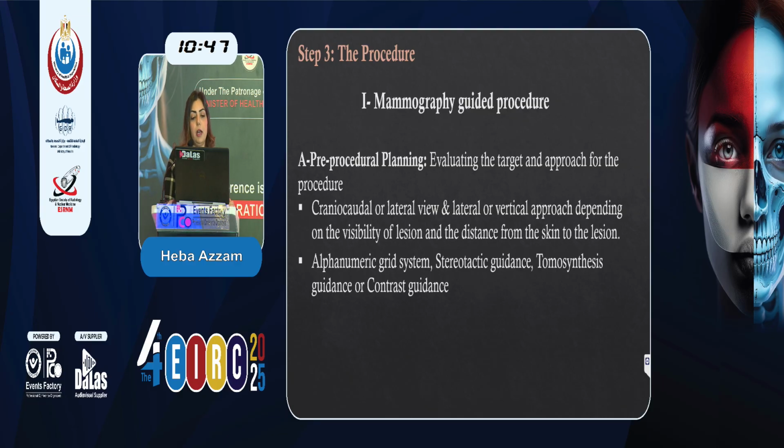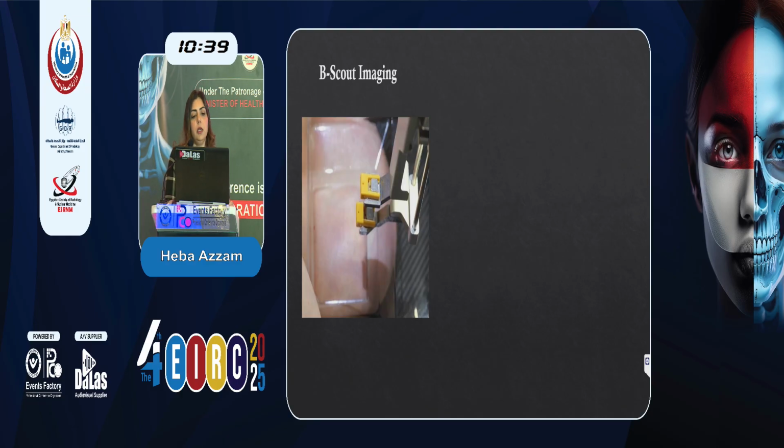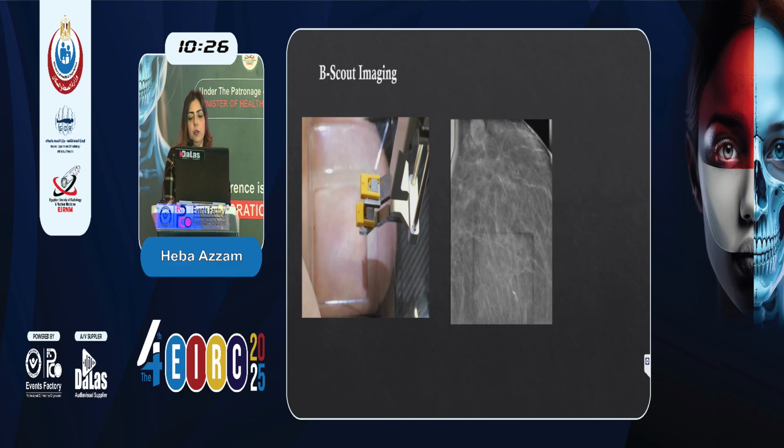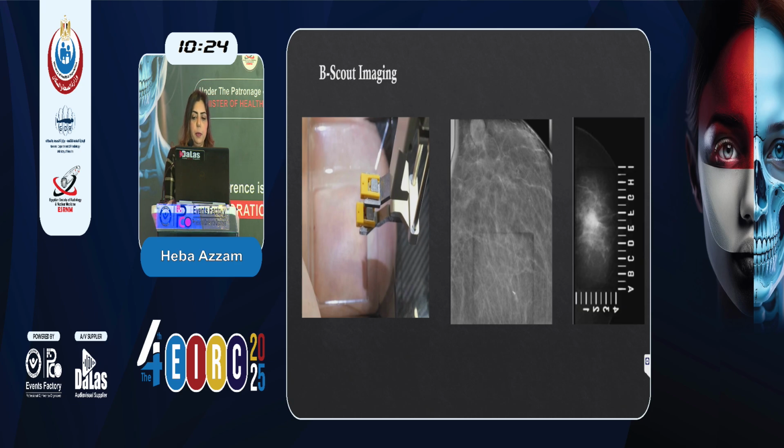We can use the alphanumeric grid, which is used in older machines, the stereotactic guidance, tomosynthesis guidance, or contrast guidance. We use the compression paddle with a window to generate the scout image. The area of the target should be placed within the window so that we can visualize the lesion. Here it's a clip, and this is an alphanumeric grid scout showing the lesion.